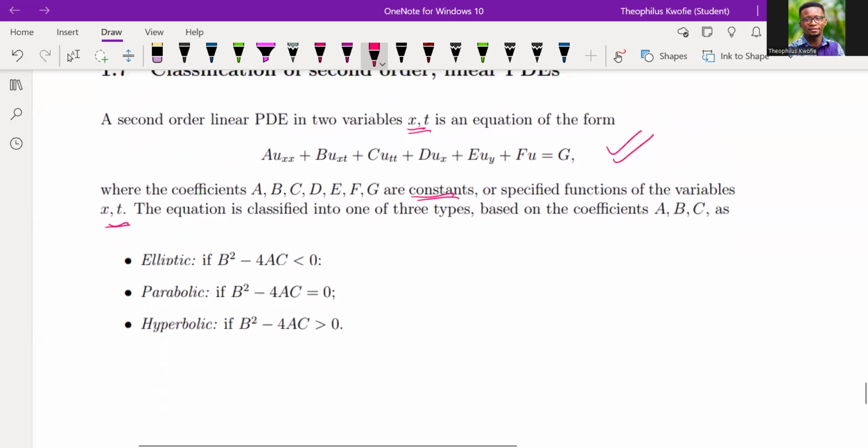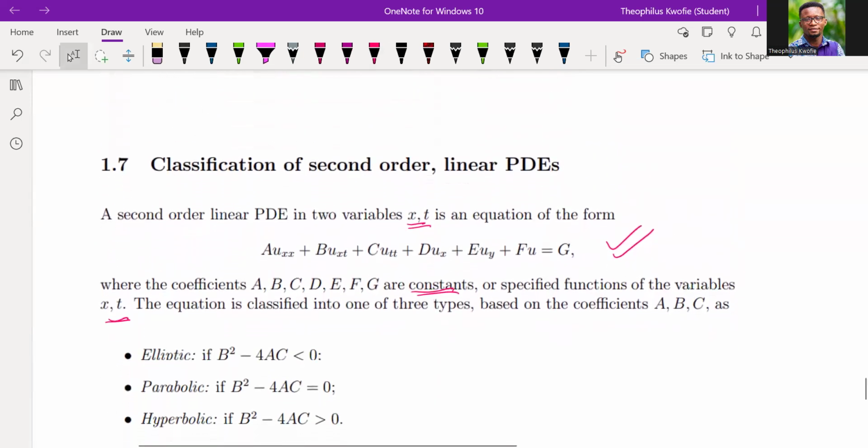Now, we claim that such a PDE is elliptic if the discriminant is strictly less than 0. So we refer to this as your discriminant. This is what we call the discriminant. And we also say that the PDE is parabolic if the discriminant is 0. Okay, and we also claim that the PDE is hyperbolic if the discriminant is positive. So let's take note of this. We'll be looking at one or two examples on all of these as we move along.